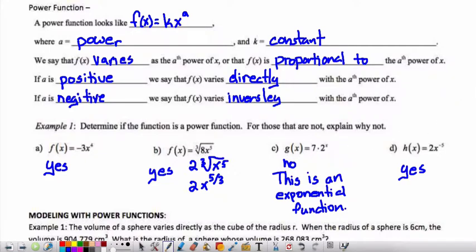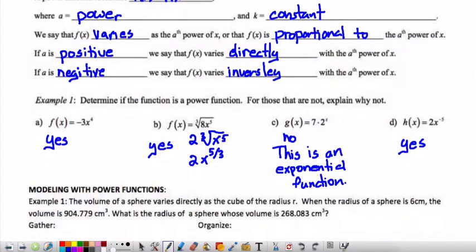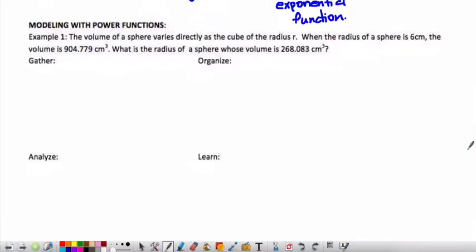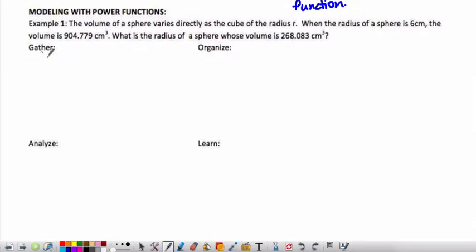All right, so we're going to do a quick word problem here, so you can see how to use these. For the gather step, another way to gather is you don't have to list everything, but just annotate right there in your paragraph with a highlighter or circle the important parts that you want to focus on when you're coming up with your equation.